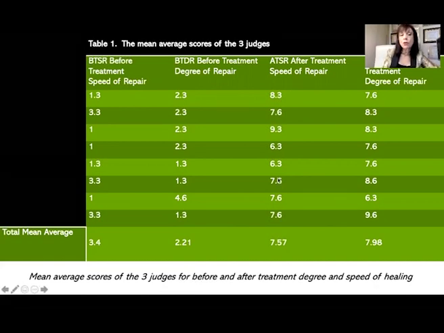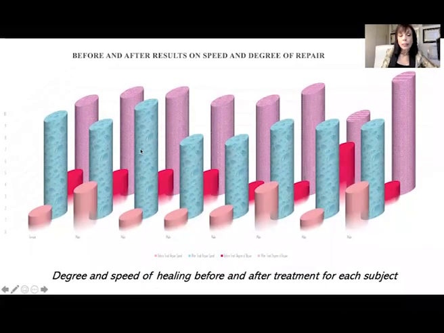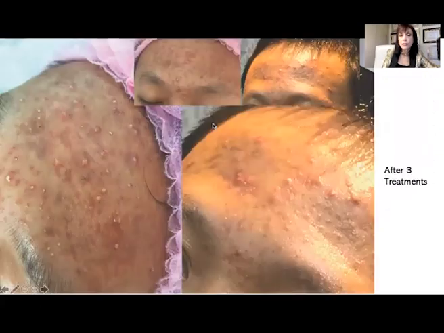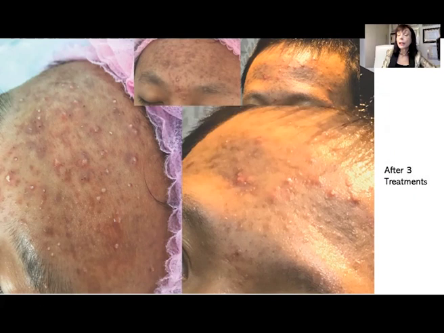And these were the scores for the 8 subjects before and after the treatment. As we can see, there is a significant difference. The scores were from 1 to 10, with 1 the least repair, 10 the highest speed of repair and the highest degree of repair. And again, here you see the difference. Here is the before, and these ones are the after. As you can see, there was a significant difference. The results were significant, 99.9%, very highly significant.